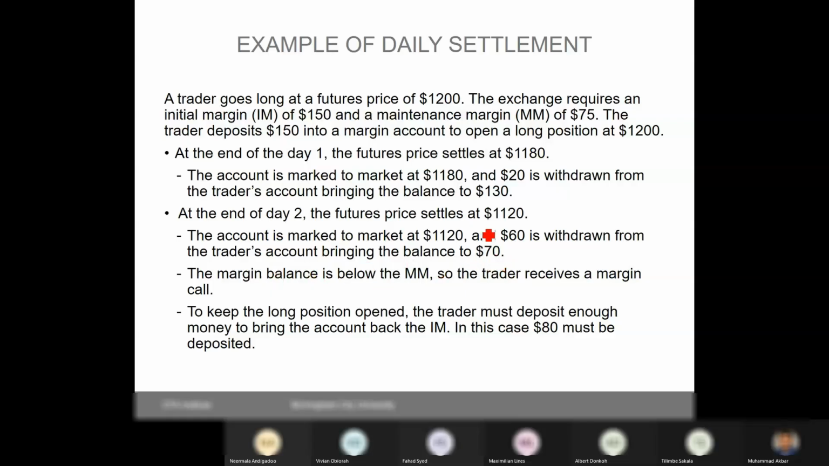Because the margin is now below the maintenance margin, there will be a margin call from the broker, and this will require you to deposit $80 so that your margin deposit increases from 70 to the initial margin, which is $150. So this is how it works on a daily basis. Depending on the volatility in the market, if the market is considered quite volatile, mark to market may happen more than once in a day. So the mark to market may happen, let's suppose, every 2 hours or every 3 hours in a day, if the volatility increases in the market, and particularly for some types of securities or investments.